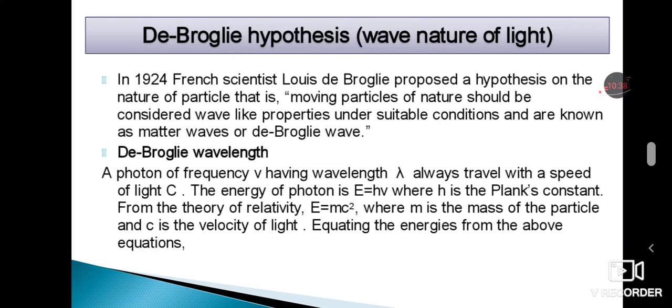So what is a de Broglie wavelength then? A photon of frequency nu having a wavelength lambda always travels with the speed of light c. Then the energy of the photon will be given by E is equal to h nu, we know, where h is the Planck's constant and nu is the frequency. So from Einstein's theory of relativity, E is equal to m c square, where m is the mass of a particle and c is the velocity of light. So both are energies, that is E is equal to h nu and E is equal to m c square. Therefore we are equating the energies from the above equations.